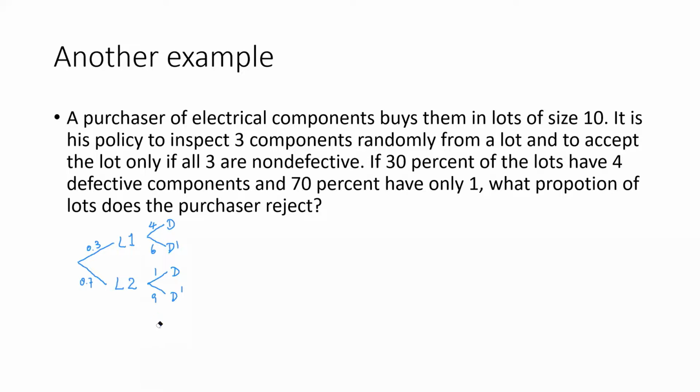All right, now let's calculate the probability that all are good. In the lot, lot type 1, you have 4 good ones, 4 bad ones, and 6 good ones. Total you have 10. And you select 3 of them. Okay, so capital N is 10, and you select 3 of them.